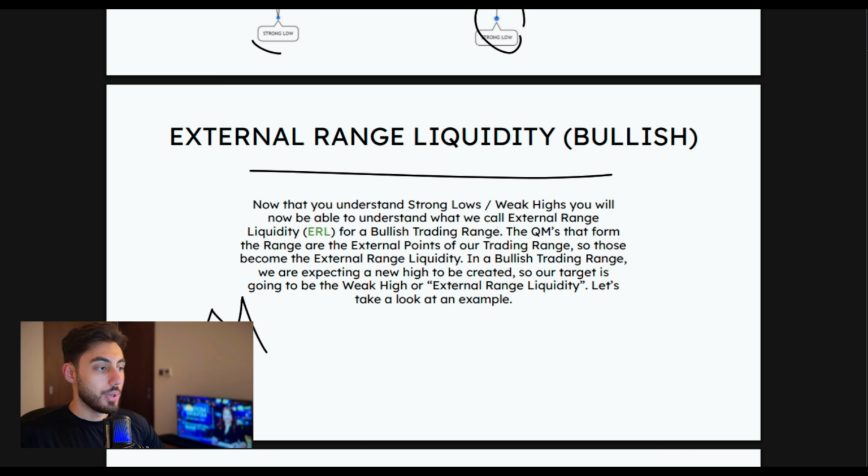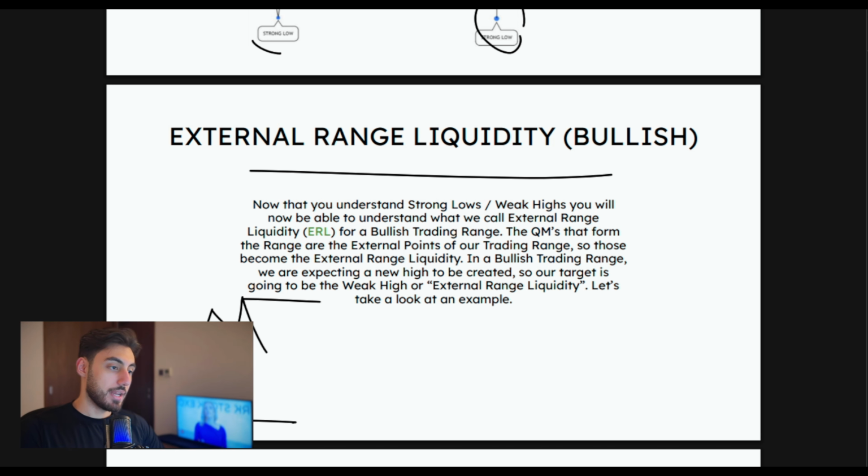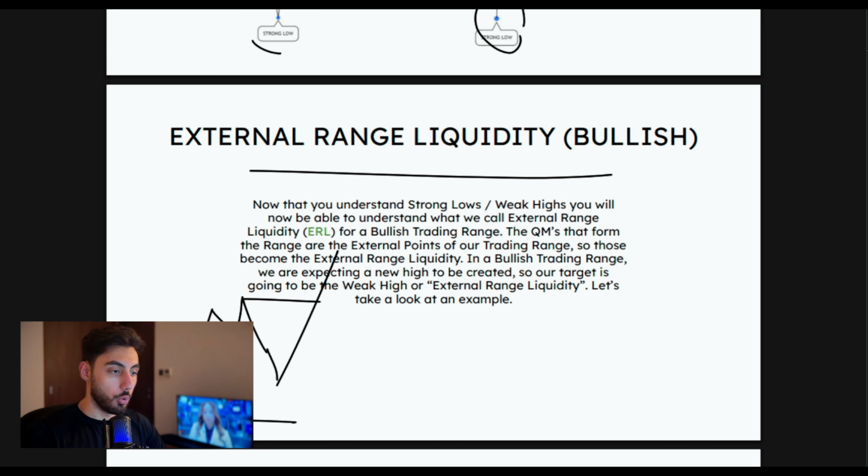Okay, so the QMs that formed the range are the external points. These are the external points right here, and these became the external range liquidity. In a bullish trading range, pay attention, we are expecting a new high to form like this. So the weak high here, this is the weak high, this is the strong low, right? The weak high here is going to be our external range liquidity, the thing that we are expecting to get taken out, and our main liquidity right here, right?